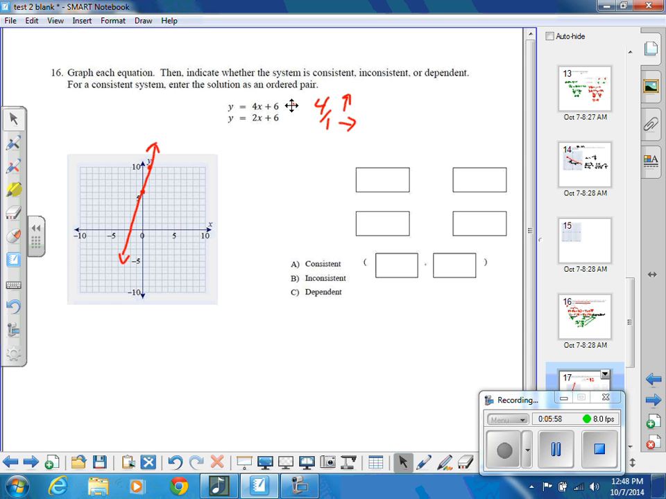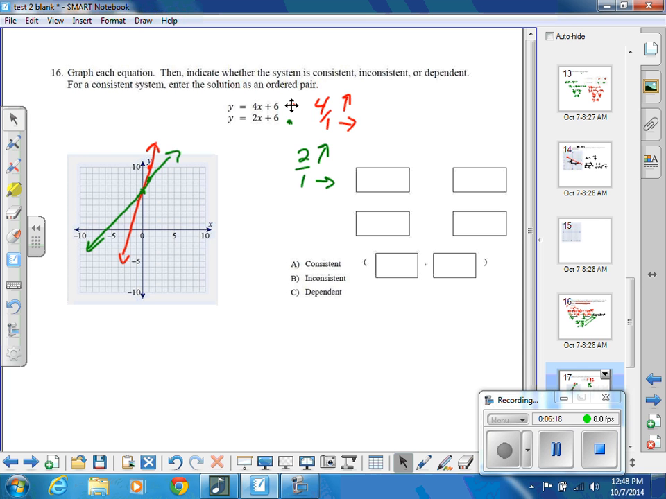Okay, let's do the other one in a different color. Let's use green. So here, I again started with 6. Well, that's the same formula. My slope is 2 over 1. So I go up 2 and over 1. It's not going to be the same graph. Up 2 and over 1, about there. So this one looks more like this, okay?